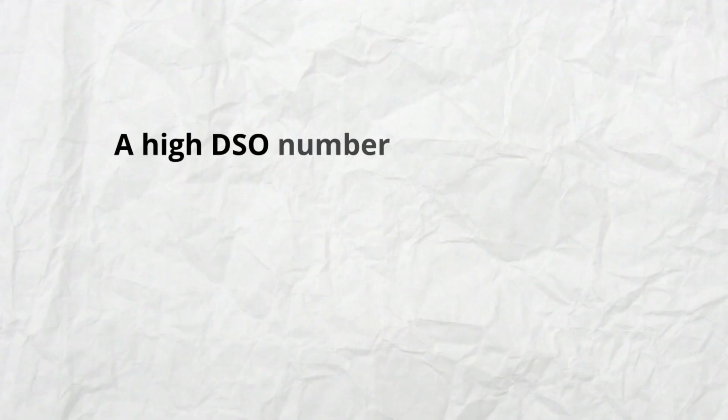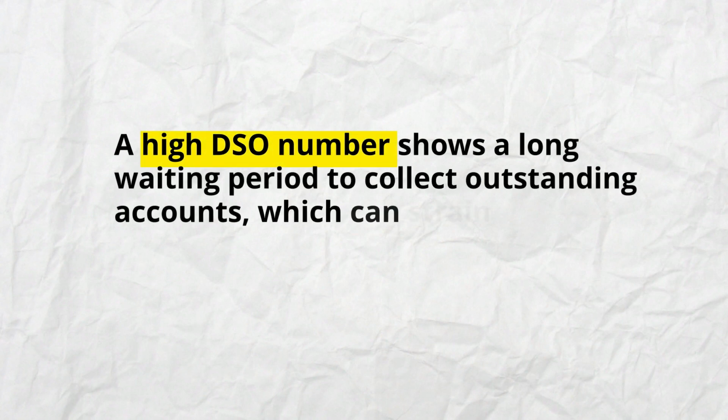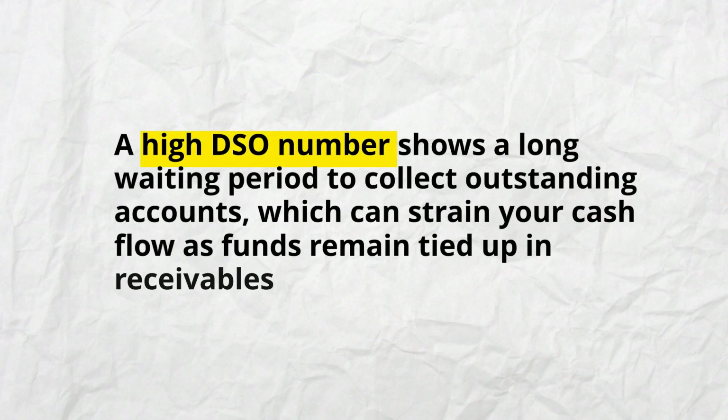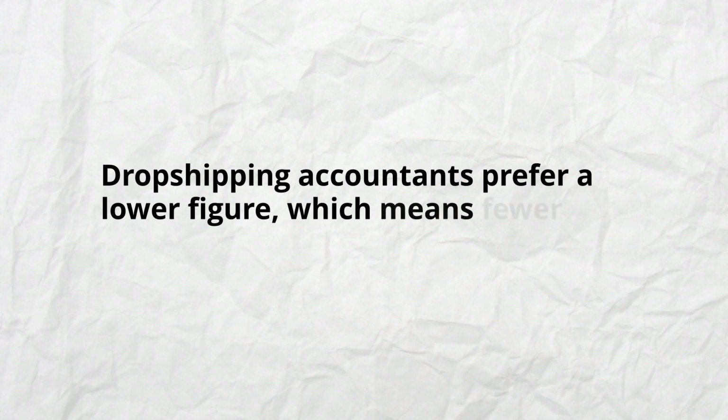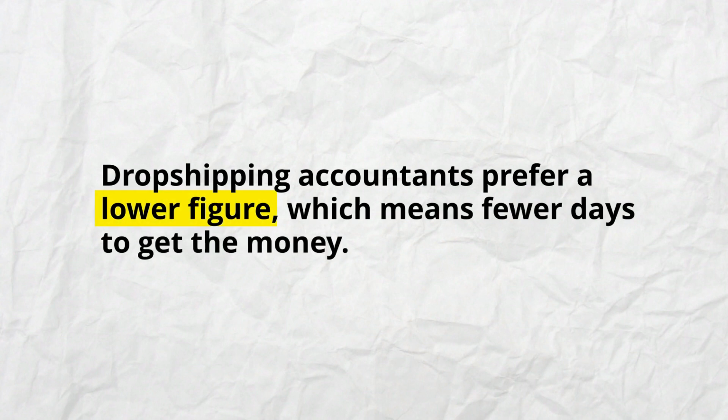A high DSO number shows a long waiting period to collect outstanding accounts, which can strain your cash flow as funds remain tied up in receivables. Dropshipping accountants prefer a lower figure, which means fewer days to get the money.